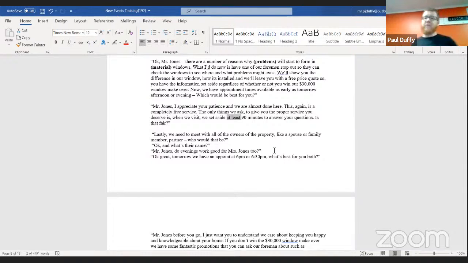So the new system will actually be much easier than this. The way the new system will work is once we get down to this part, we can still ask a question like, "Is this evening's work good for Mrs. Jones too?" But what we're going to say is, "Great, I'm just going to get this information over to a confirmer. It will just take a second."